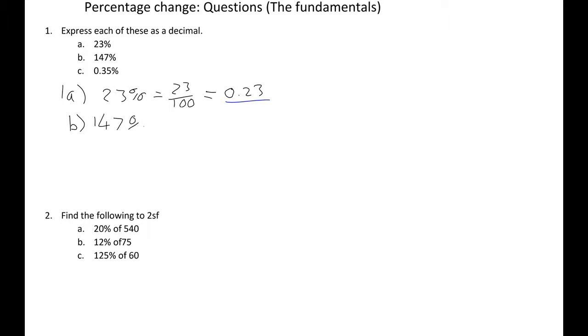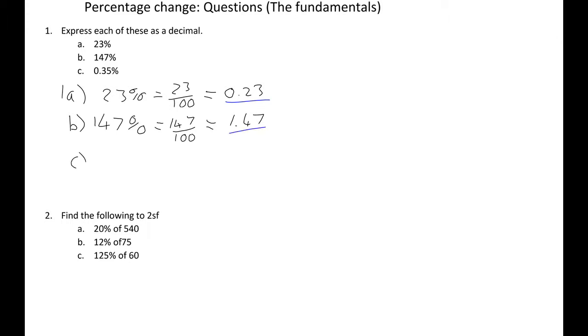147%. Now this is a top-heavy percentage, it's bigger than 100. We will need to use these when we're doing increases later. So, that is 147 over 100. Okay, again we move the decimal place 2 to the left and it becomes 1.47.